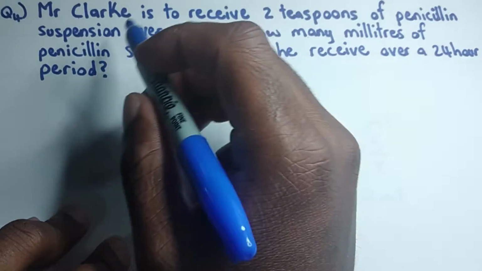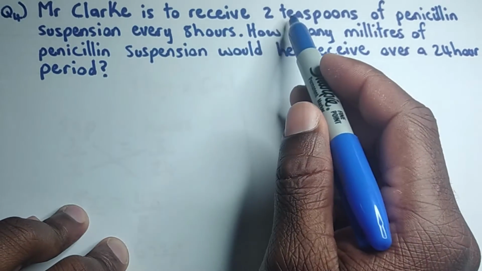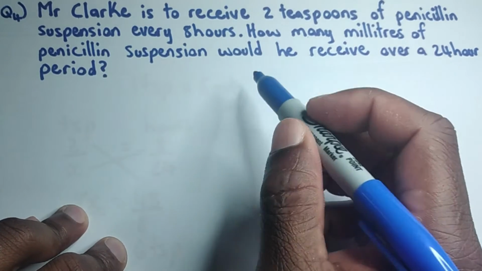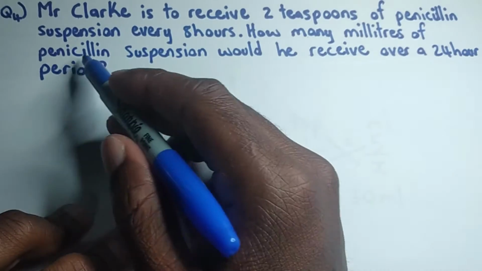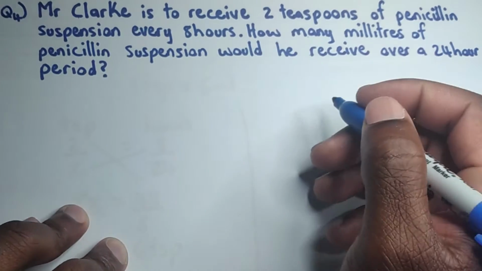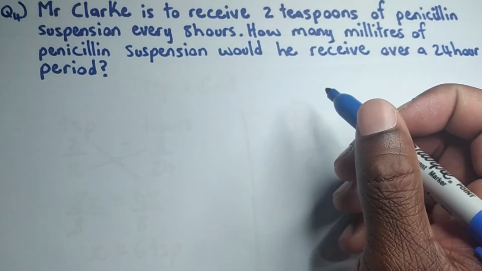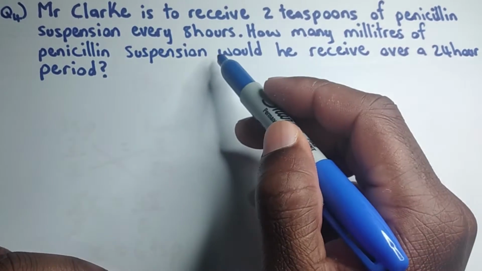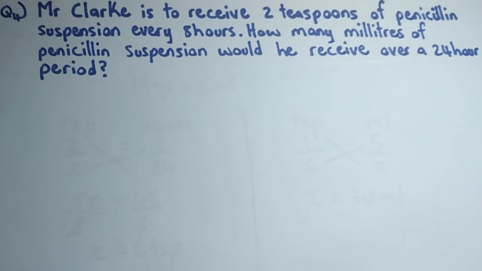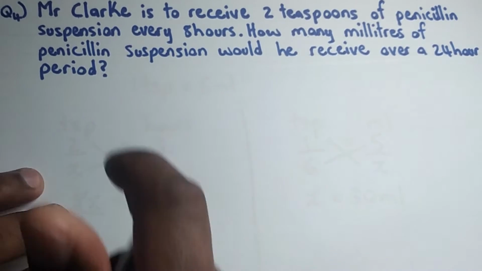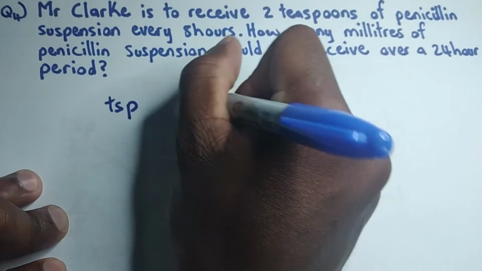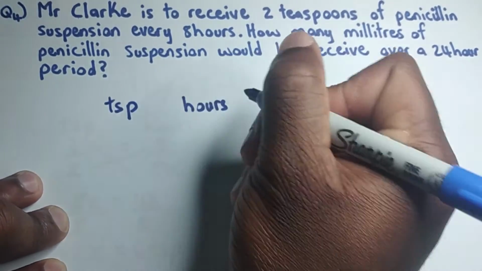All right. So here we have question 4. Mr. Clark is to receive 2 teaspoons of penicillin suspension every 8 hours. How many milliliters of penicillin suspension would he receive over a 24-hour period? All right. So we want to know how many milliliters of penicillin suspension he would receive over the 24-hour period. So what we want to do now is to first compare teaspoons and hours. And we can use proportion to do this quite nicely.